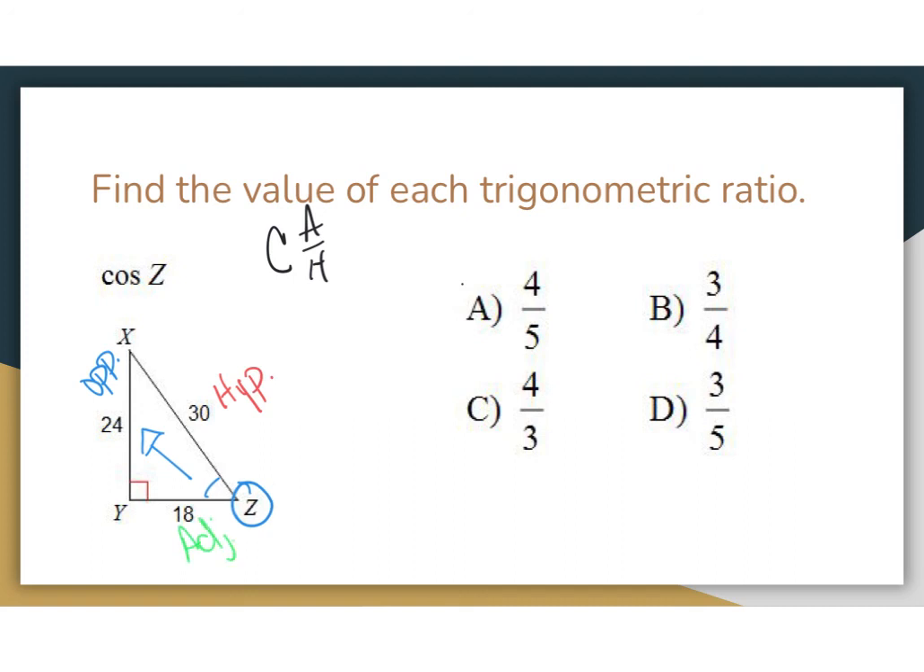Cosine says adjacent over hypotenuse. And then I'll reduce this. 18 divided by 30 is going to give me 3 over 5. So my correct answer is D.